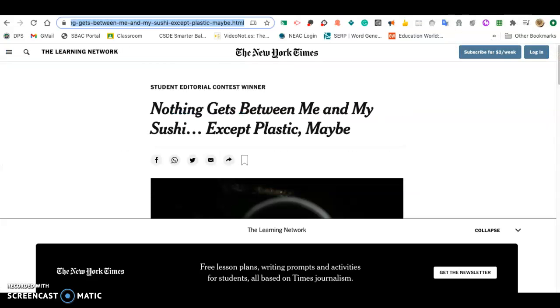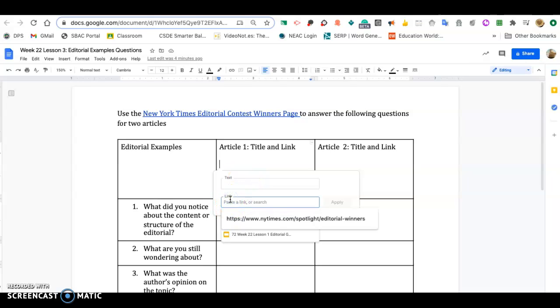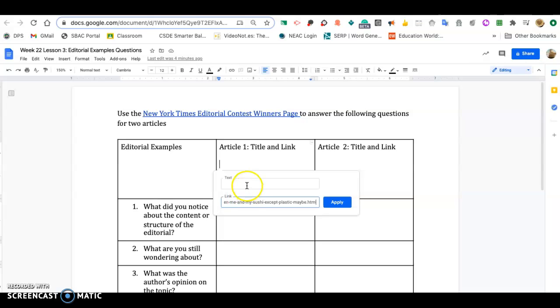The easiest way to do that is to go to your article and highlight the web address. You could do Control-C, or you can do Control and click and then do copy. When I go back to my page, I'm going to click on this little thing that looks like a chain. It says insert link. I'm going to paste my link where it says link by doing either Control V or right clicking and doing paste. And the text that I want it to say is the title of my article.